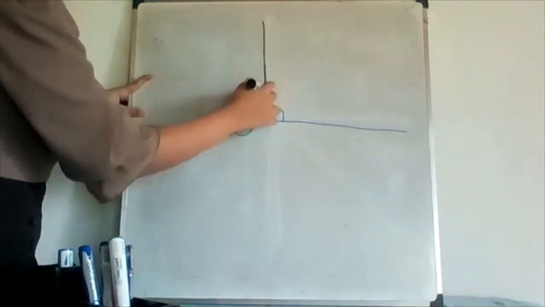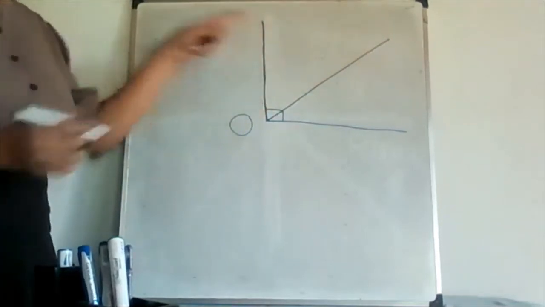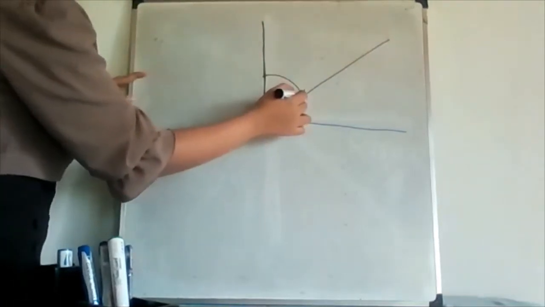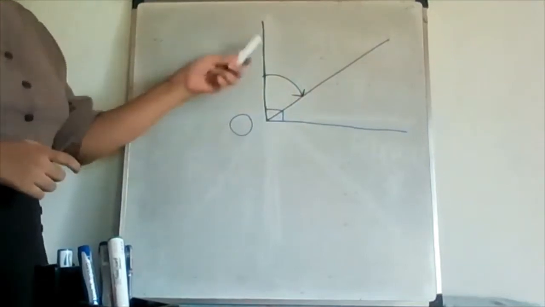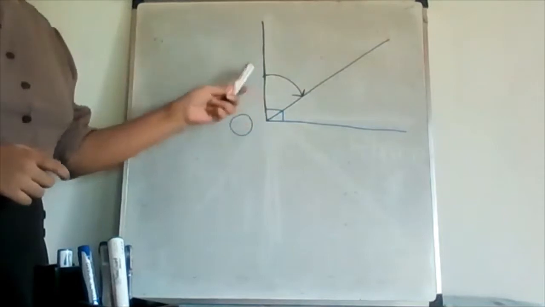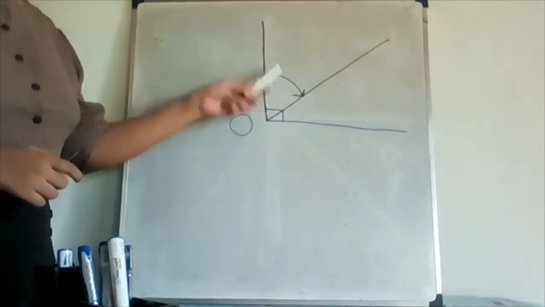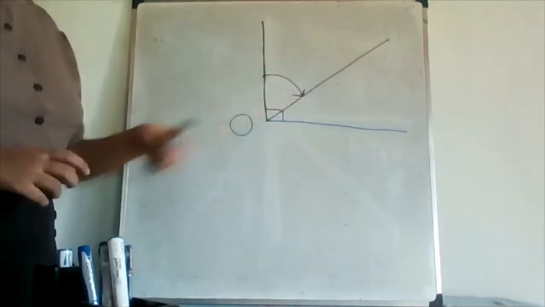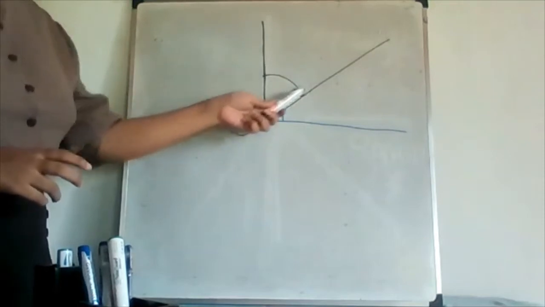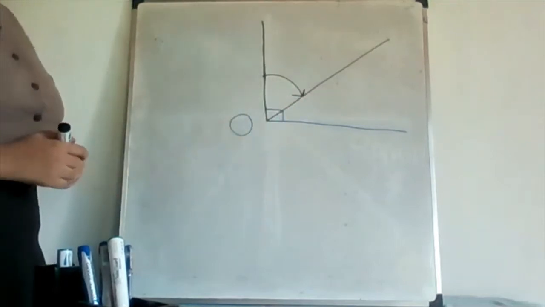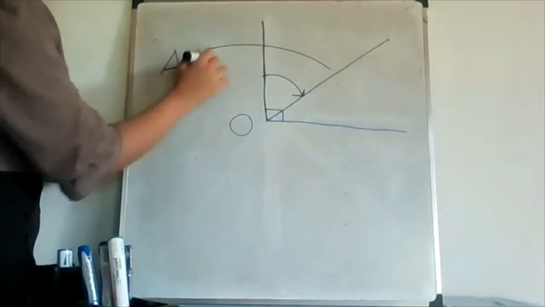So here, now I have drawn another angle, this one. The important thing you need to see here is that the new angle is smaller than a right angle. So this is the right angle and this is the new angle. And guys, you can all see this new angle is smaller than a right angle. So this kind of angle is called an acute angle.